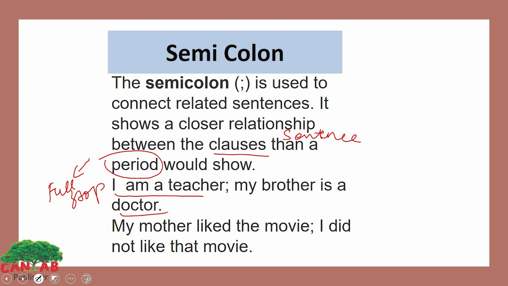Look at the second example here. "My mother liked the movie; I did not like that movie." Here, this is about one movie which her mother liked and which she didn't like. Both the sentences are related to each other and have a close relationship.